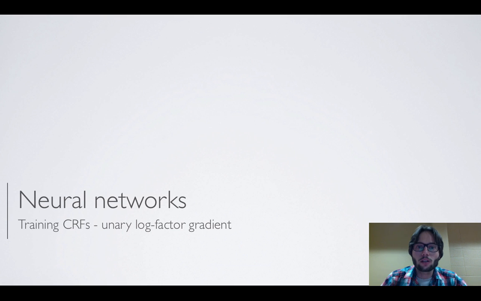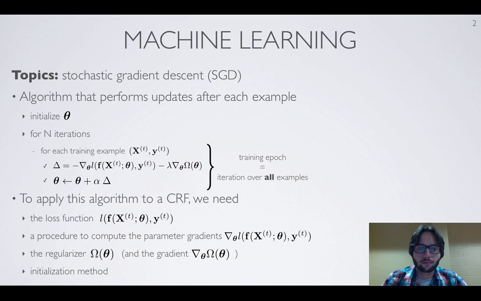In this video, we'll see how to compute the gradient of the loss function with respect to the parameters of the log unary factors in a conditional random field. So, we are deriving the stochastic gradient descent training algorithm for a linear chain conditional random field. We've seen the loss function before, and now we're going to start looking at how to compute the gradients with respect to the different parameters of the log linear conditional random field.